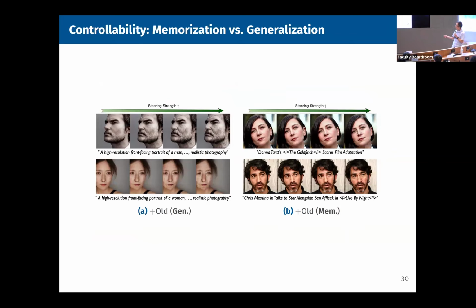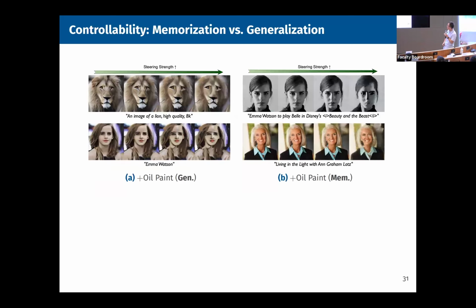Say we're using a steering vector to steer the model output toward specific attributes. Here we are trying to make the person older, for example. When you are steering a model trained in the generalization regime and adding the steering, the people become older smoothly, linearly corresponding to the steering strength. But when we are steering a memorized sample, there's almost no change in the output. So there's a difference in how the model works here.